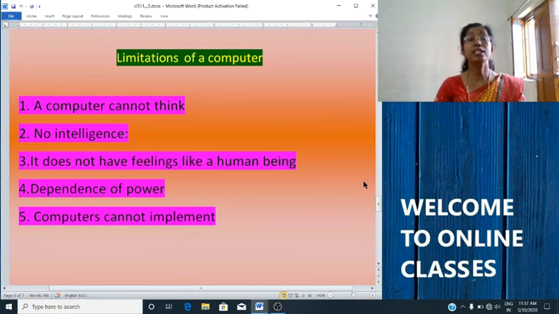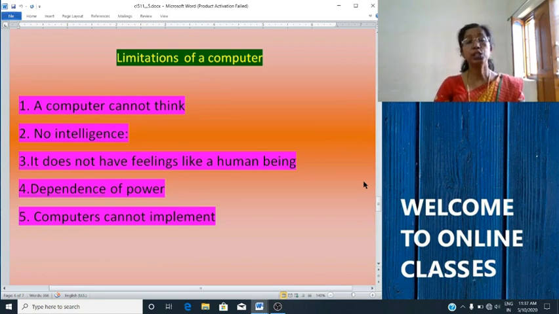First point is a computer cannot think. Right? A computer cannot think and take any decision on its own. In case of any mistakes, any error, it cannot take an alternate action. It cannot think on its own as to when to start the work and when to complete. It just depends upon the instructions and programs that we give.